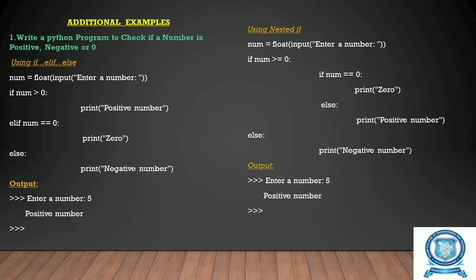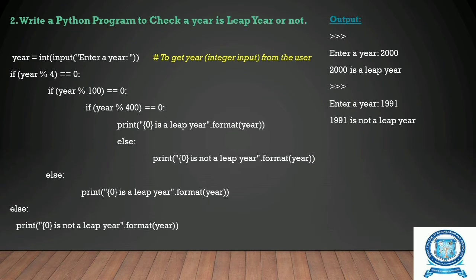Then when we are using the nested if, in the same way we are getting the input, then we are comparing whether the number is greater than or equal to 0. If it is true, then we are checking whether it is equal to 0. If it is 0, we are printing 0, else we are going to print positive number. Or else we are going to print it as a negative number. In the output, we enter a number 5, so that we are taking it as a positive number.